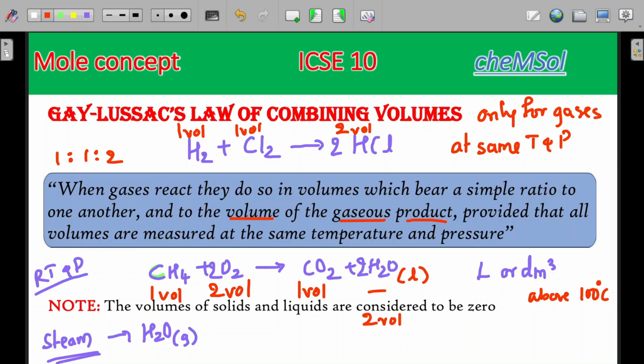Any doubt in this part? The definition you have to learn by heart. Many times it has been asked. Any doubts? Okay.